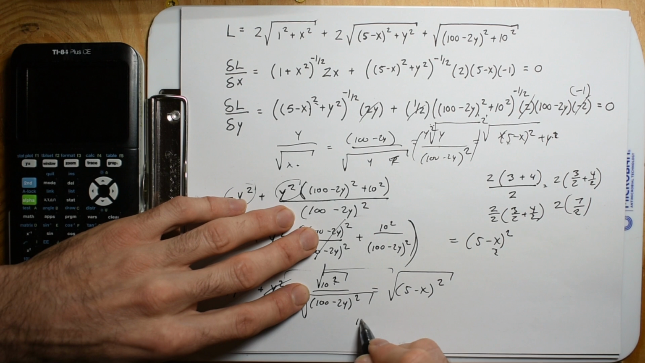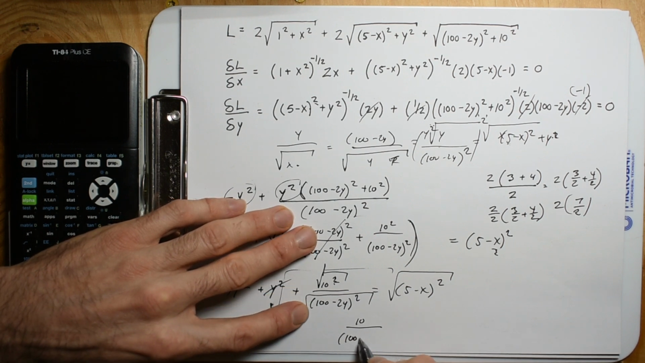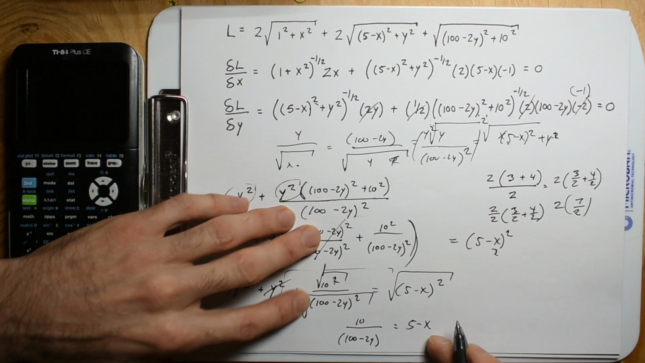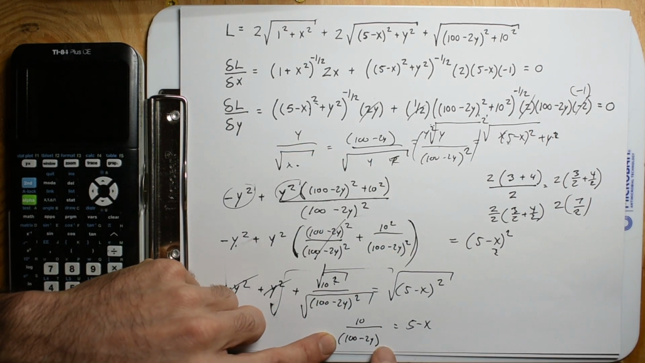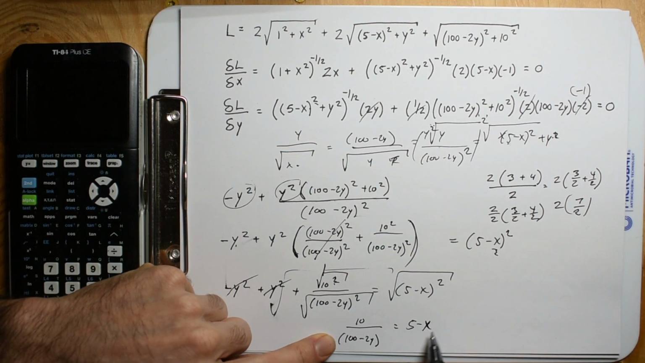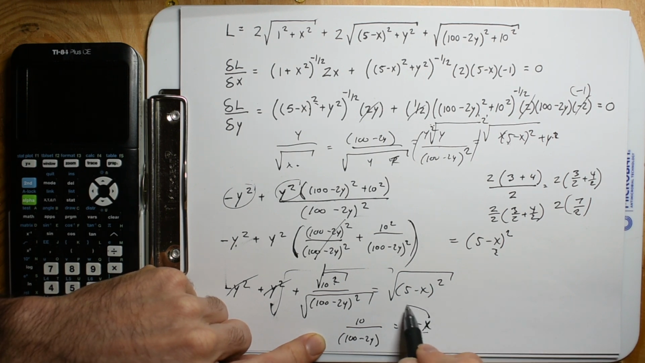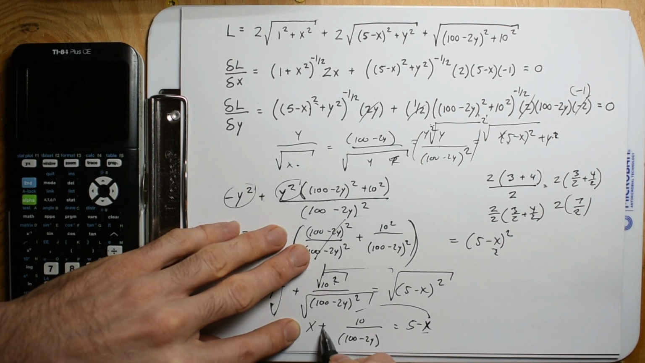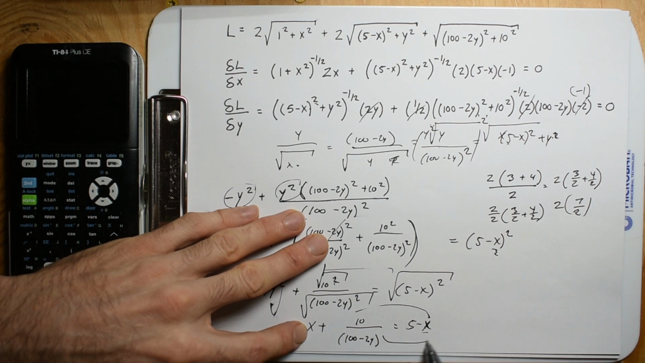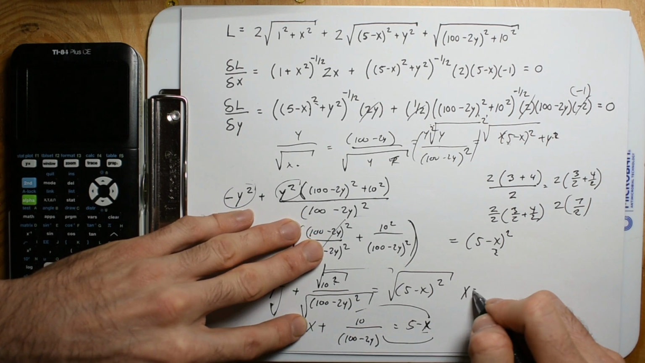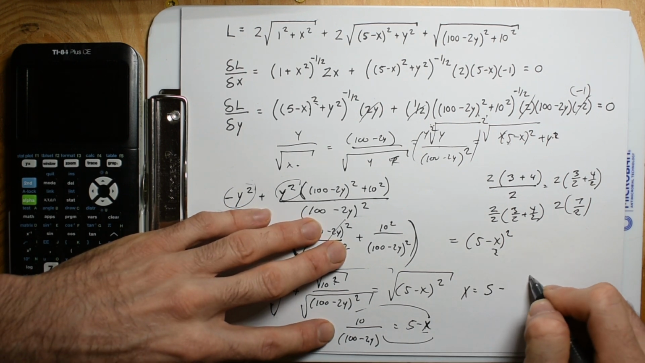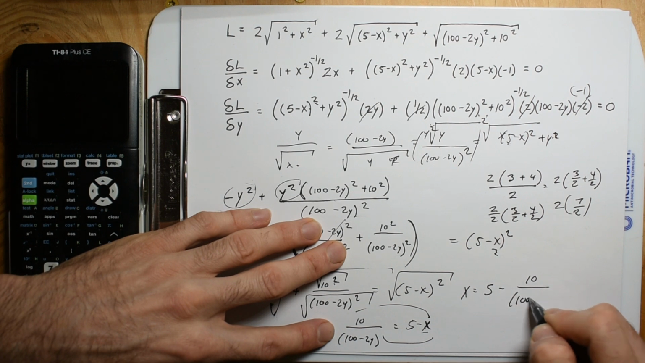So we have 10 divided by 100 minus 2y is equal to 5 minus x. Now we're getting places, and we just have to get this x by itself. One way is to add it to the other side. That's going to be x plus this, and let's subtract this over here. So we're going to have x is equal to 5 minus 10 divided by 100 minus 2y.